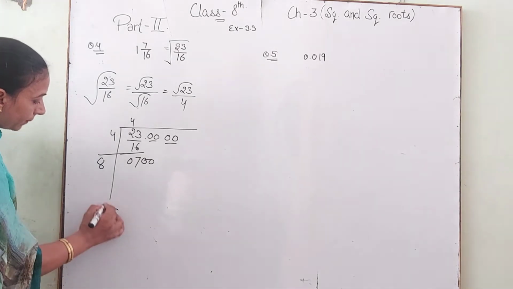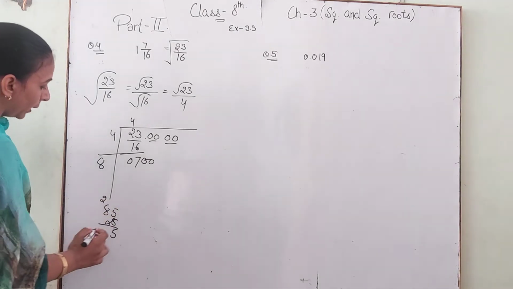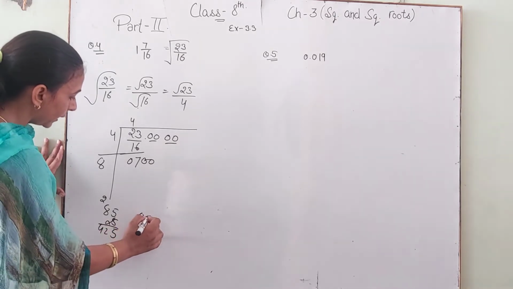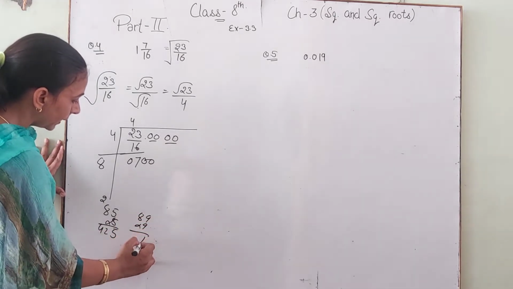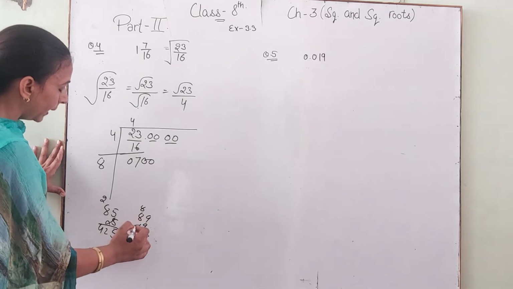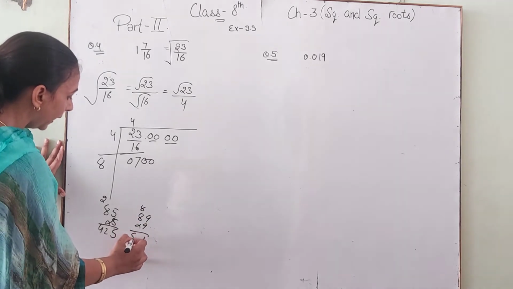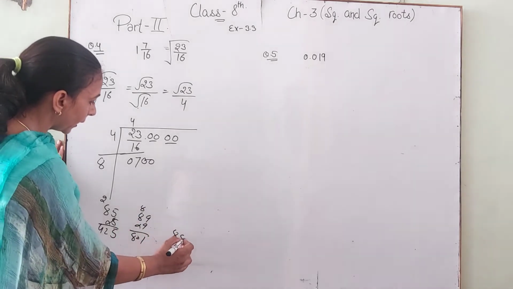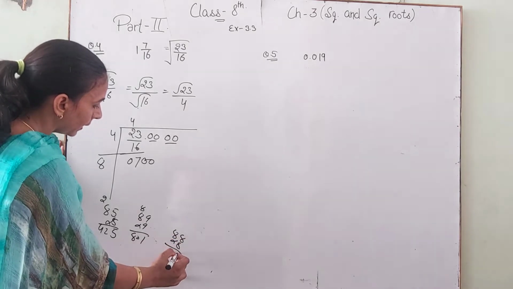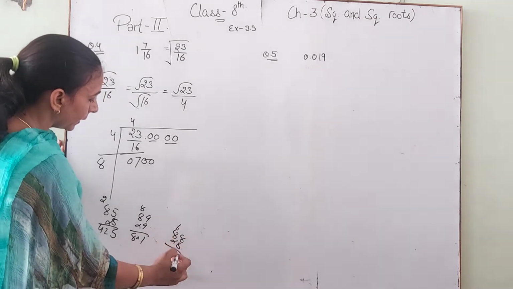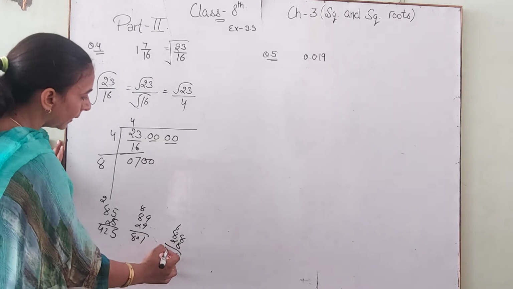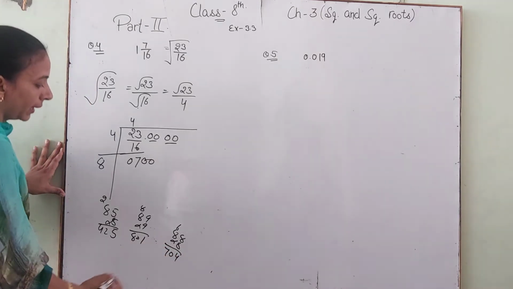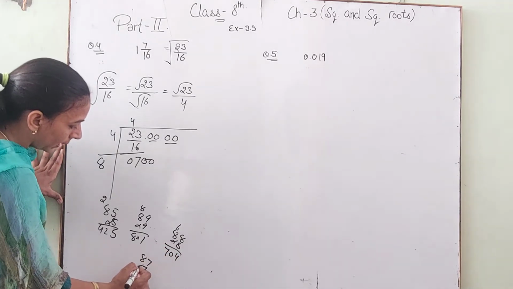5 5s are 25. Then 2, 8 5s are 40, 42. Again we check. 9 9s are 81. Then 8 9 8s are 72. Then 80. This is greater, so we check 8. 8 8s are 64. Then 6, 8 8s are 64 and 70. That is also greater, so we take 7.